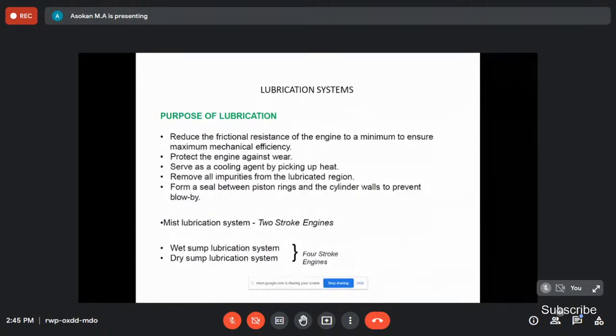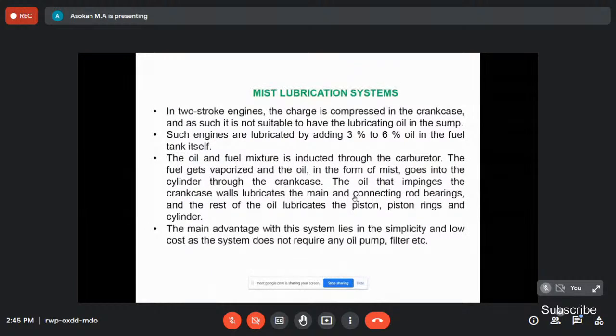So what is a mist lubrication system? It's employed only for two-stroke engines. Wet sump and dry sump are used for four-stroke engines. In the mist lubrication system, around 3 to 6% of oil is added to the petrol tank. Already we know, in the two-stroke engine, 3 to 6% of oil is added along with the petrol. Then this forms carbon, and this lubricates all the parts, the piston rings and other parts.